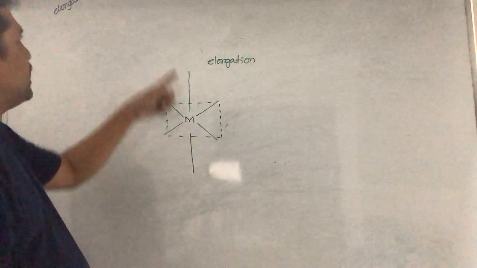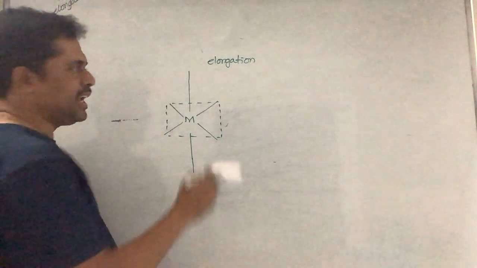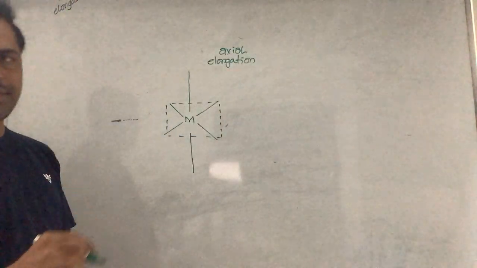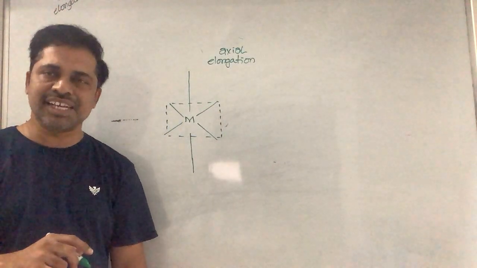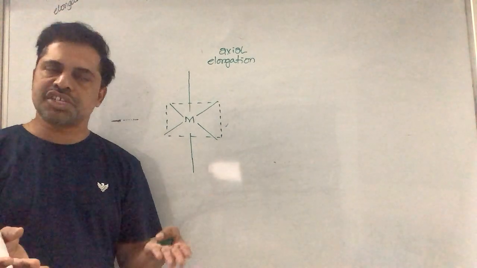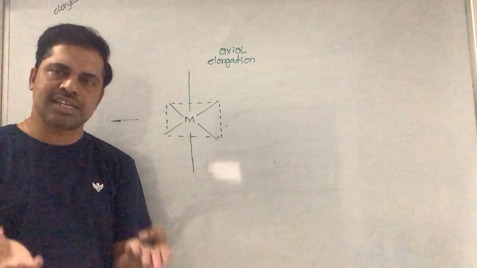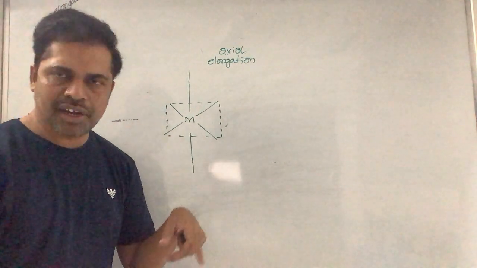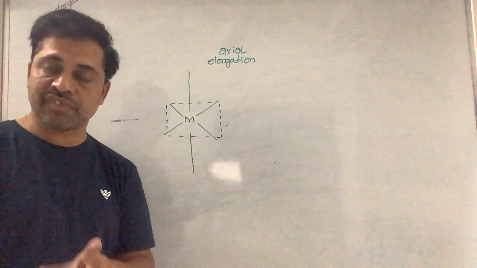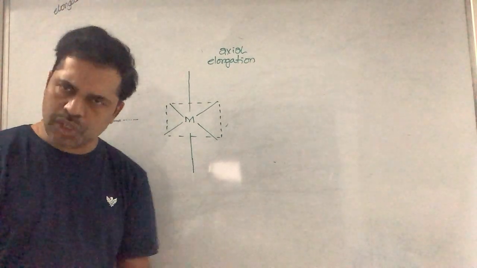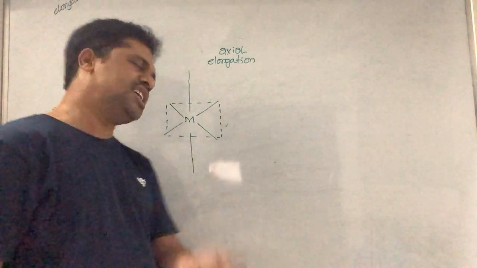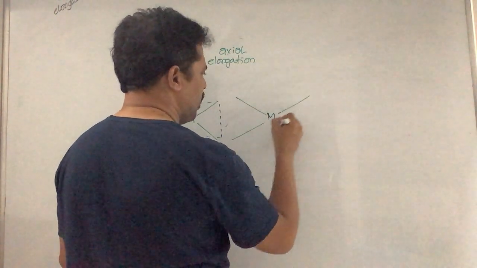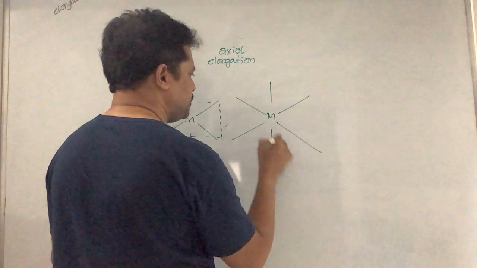Which bond is getting elongation here? This axial bond is getting elongation, so this is called axial elongation. Generally, axial elongation takes place when the electron is present in the dz square orbital. When dx square minus y square orbitals are present, we consider them for the square planar geometry. So if the dx square minus y square orbital is having one electron, or two electrons, and it is getting repulsions, in such cases, these bonds are going to be longer than these bonds.